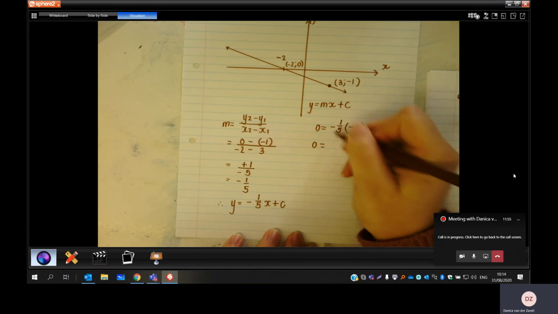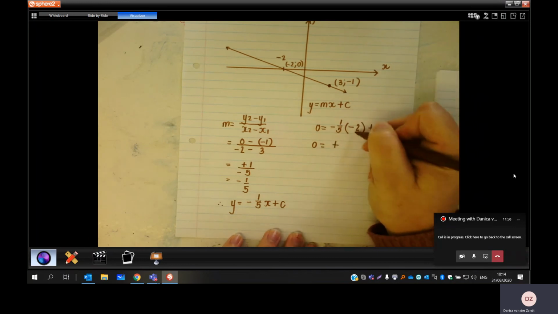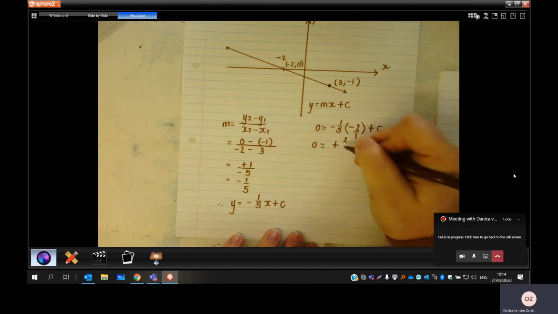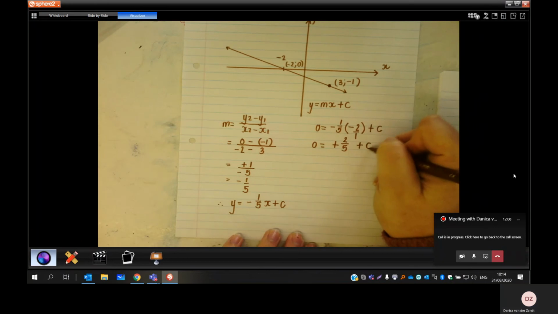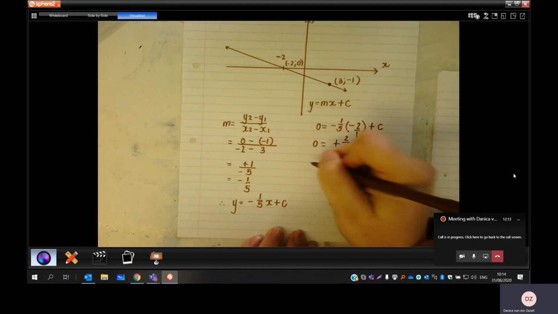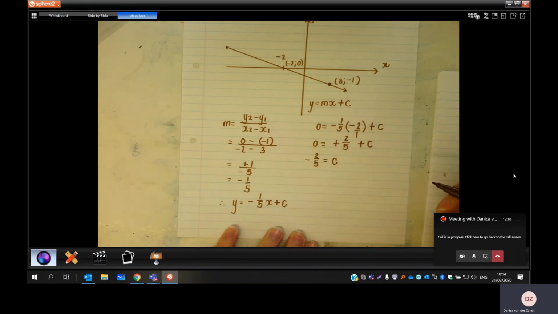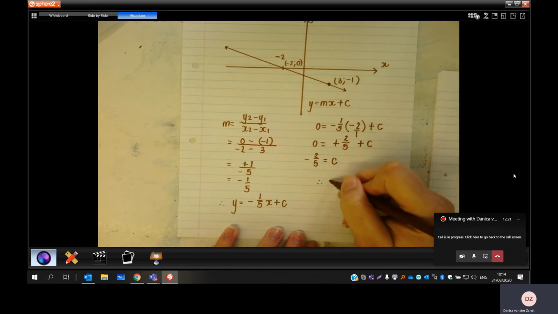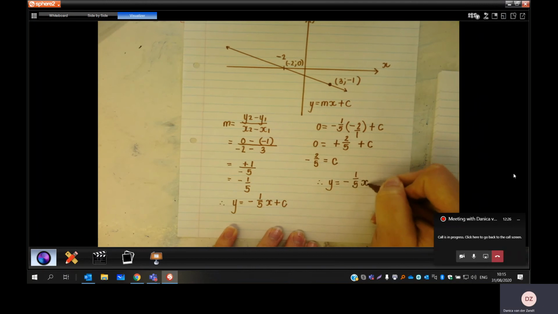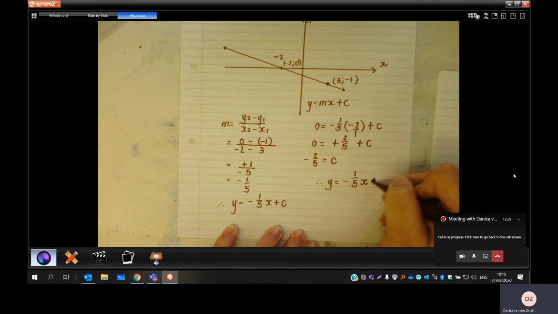So I will have a negative times a negative is positive. 2 is the same as saying 2 over 1. So 1 times 2 is 2. 5 times 1 is 5. C is positive and single, but it's not by itself. So taking the positive 2 over 5 over, it becomes negative 2 over 5. So therefore, my final equation is y equals negative 1/5 x minus 2 over 5.